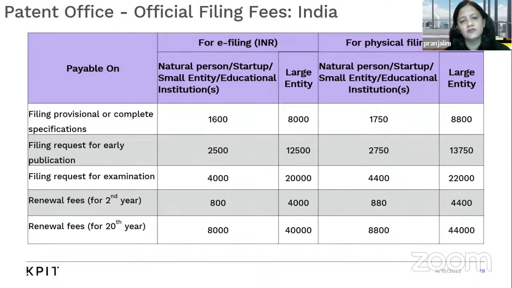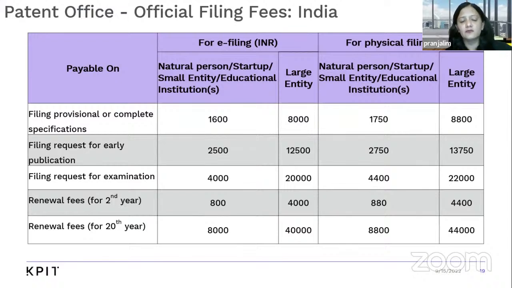One is for the natural person, startup, small entity, educational institutions, and other categories, and the other is for the large entities. You can see that the large entity fees is almost 5 times that of the other category. Since you being Sparkle students, the fees is very minimal. The government has reduced the fees now for educational institutes also, in order to promote IP and make sure that maximum patents are filed for all the innovative ideas that are being developed in India.